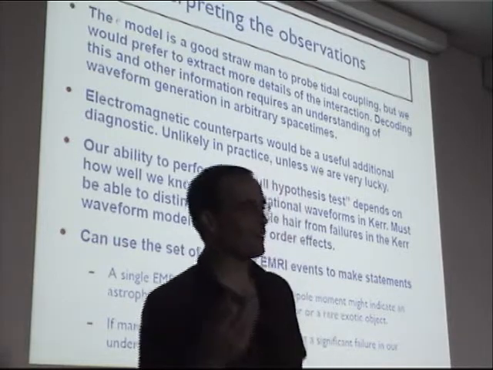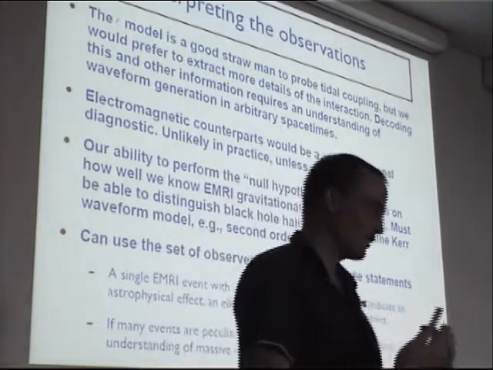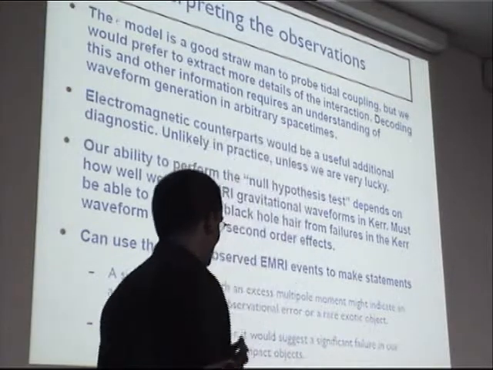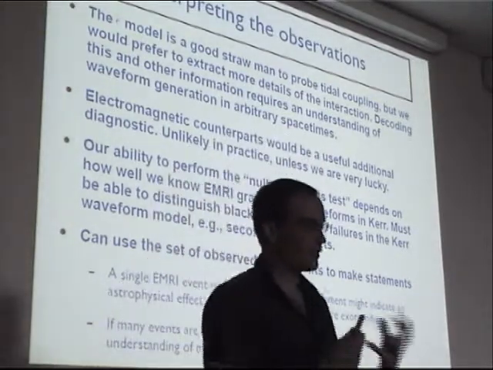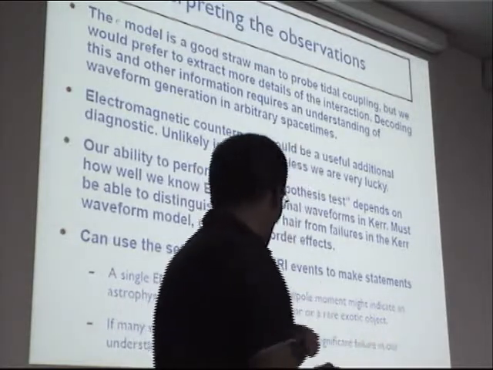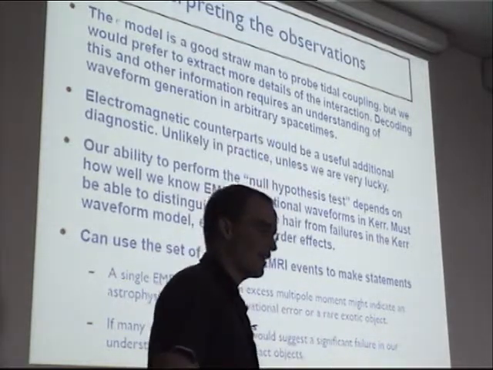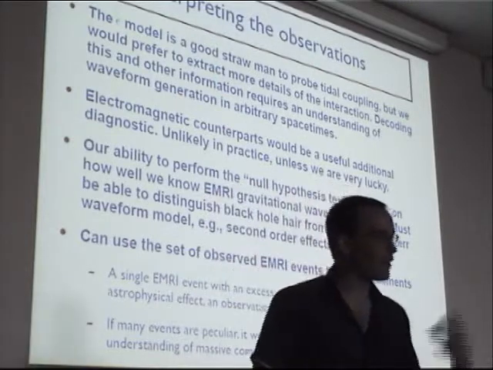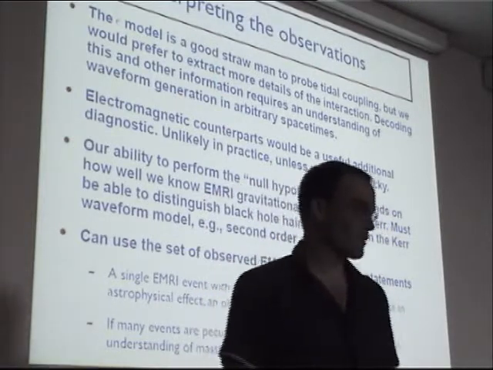If you see a single event that's inconsistent with an inspiraling particle, then it might just be an observational error, some astrophysical effect, or a rare object. If many or all of our events are peculiar, then that might suggest some kind of failure in our understanding of massive objects.